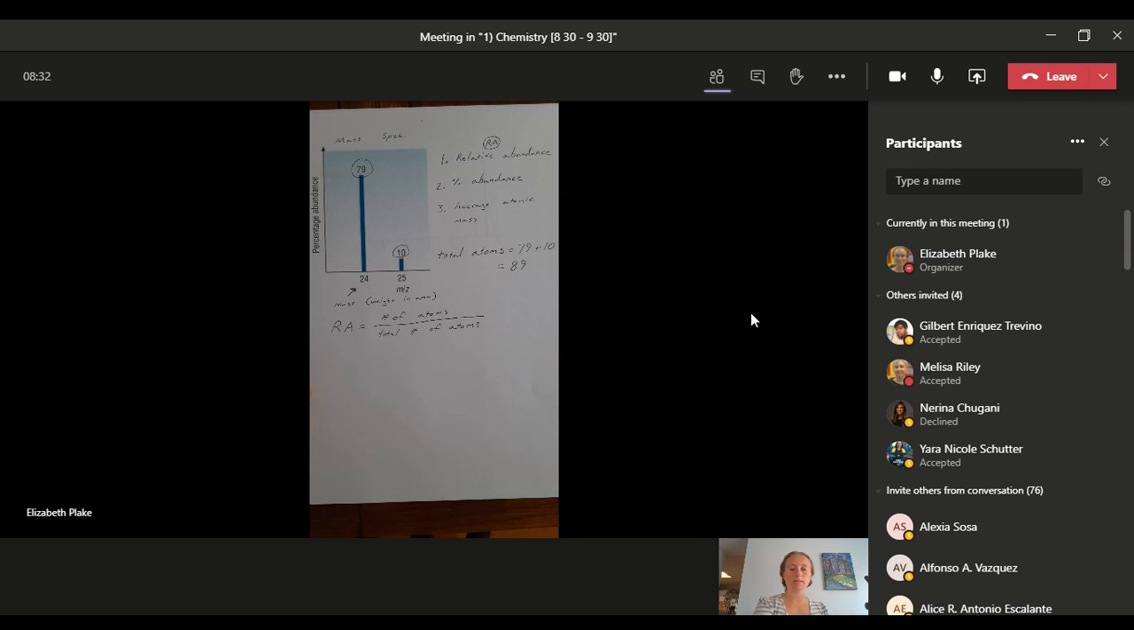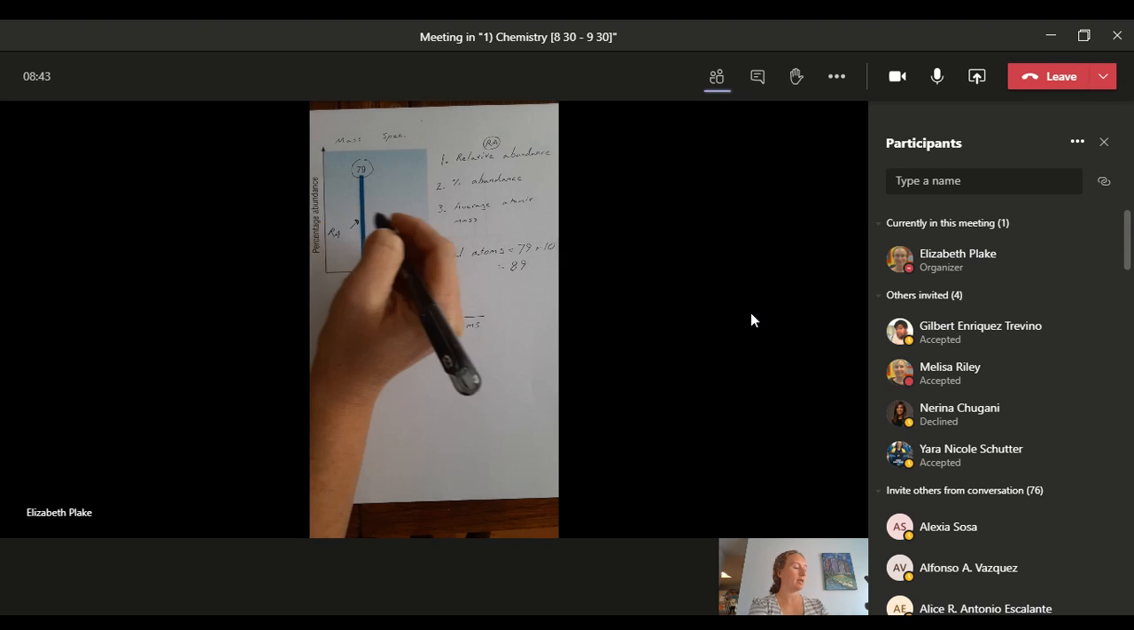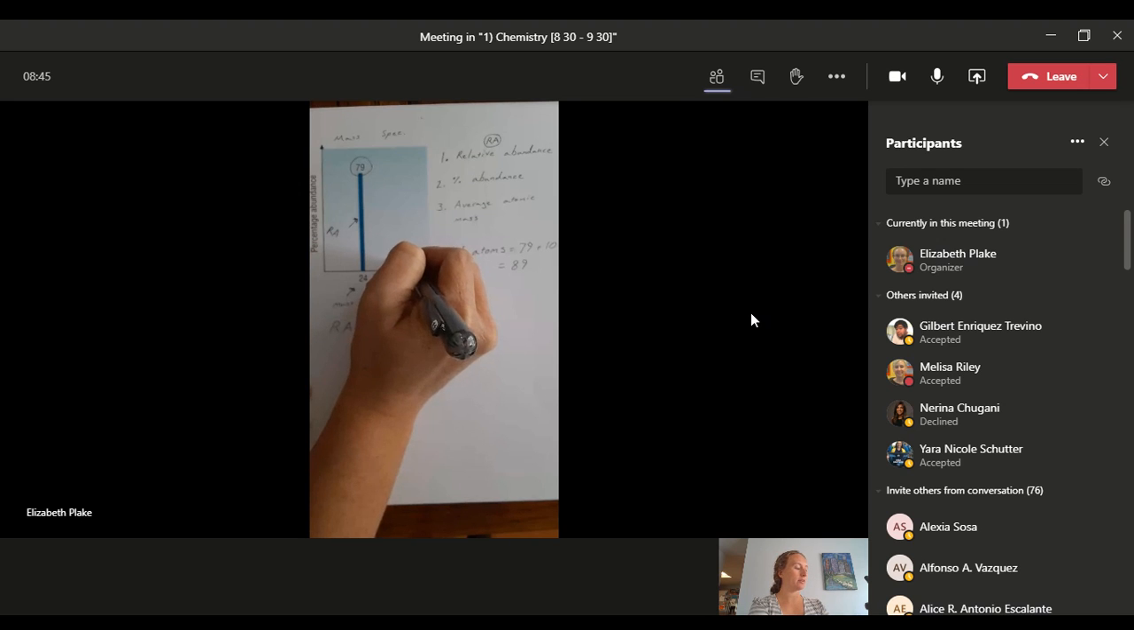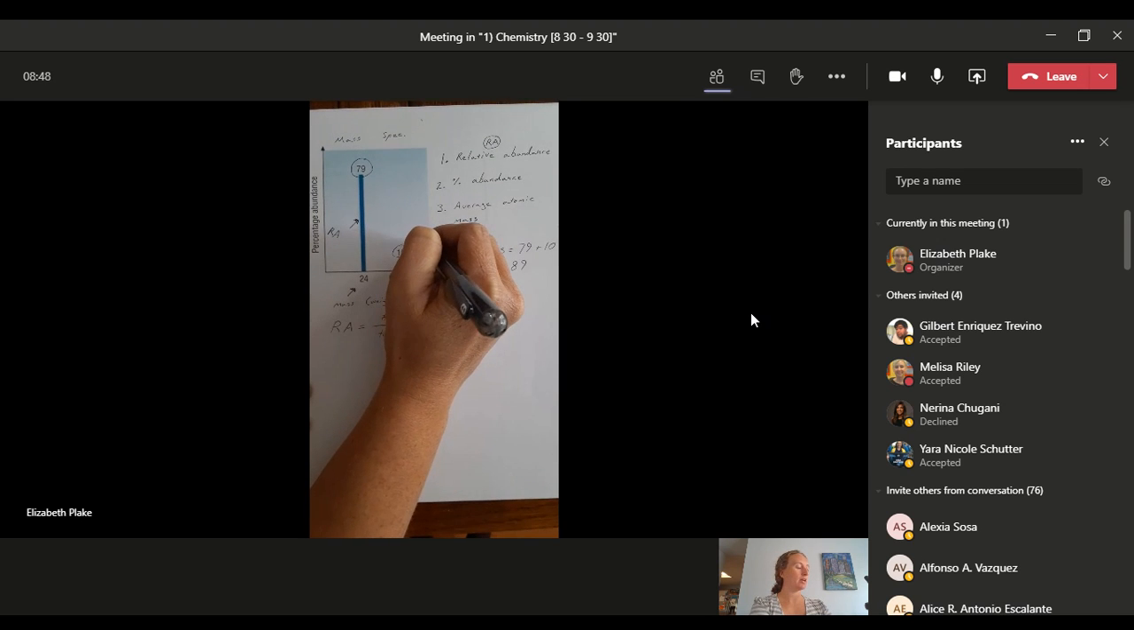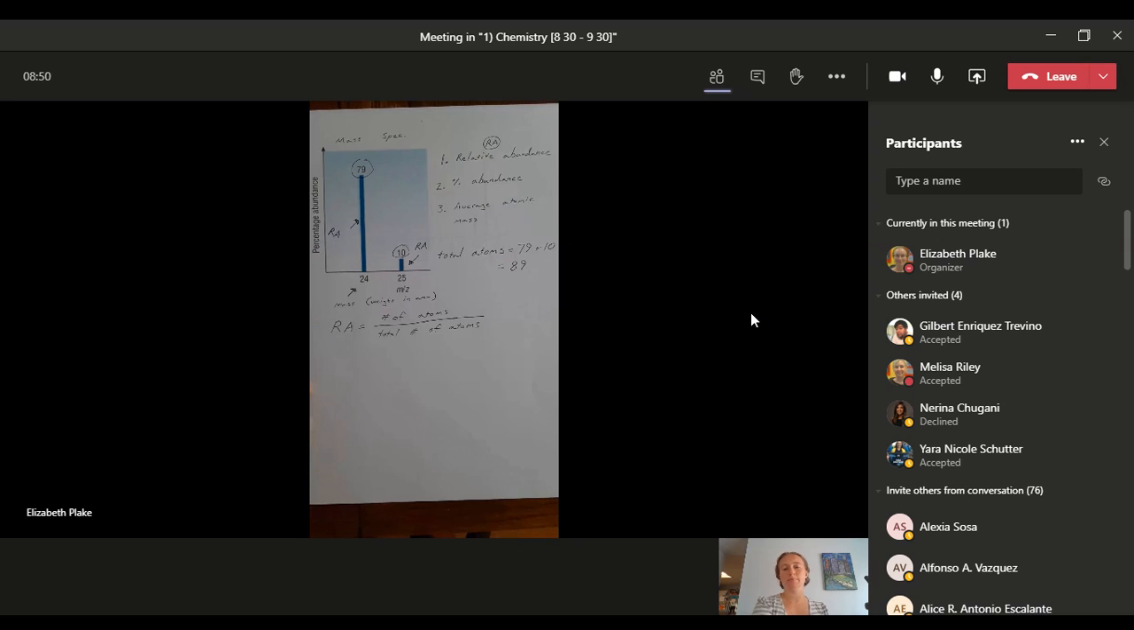When you calculate relative abundance, you are also going to have to calculate it for each of these masses. So this mass, my 24 AMU, needs a relative abundance. And this one down here that weighs 25 AMUs also needs a relative abundance. However many bars you have is however many times you have to do this formula. Because I have 2 different bars, I've got 2 different isotopes, I need to calculate the relative abundance for each isotope.